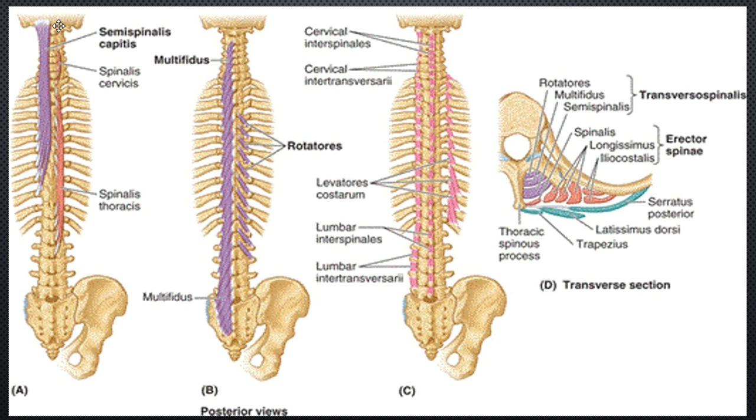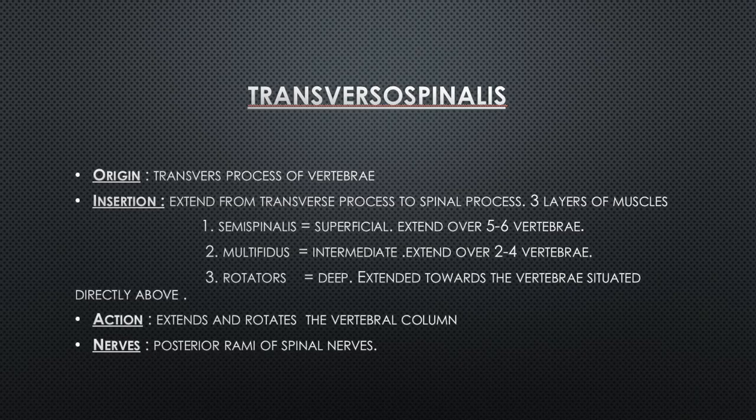The muscle fibers are arranged in three layers, giving rise to semispinalis, multifidus, and rotators. Here is the semispinalis, here is multifidus, and here are the rotators. Three layers. The action is to extend and rotate the vertebral column, and the nerves are the posterior rami of spinal nerves.